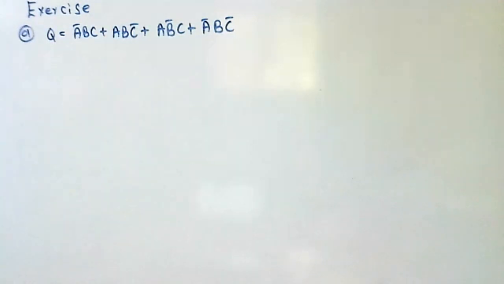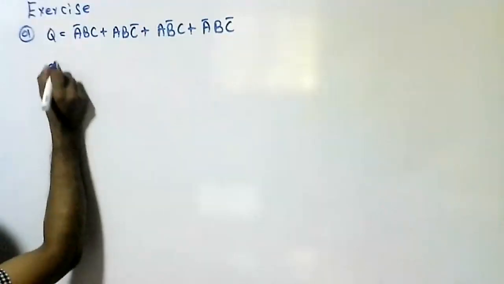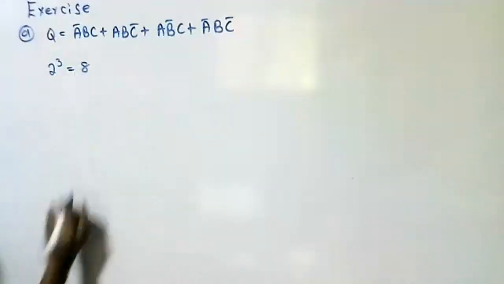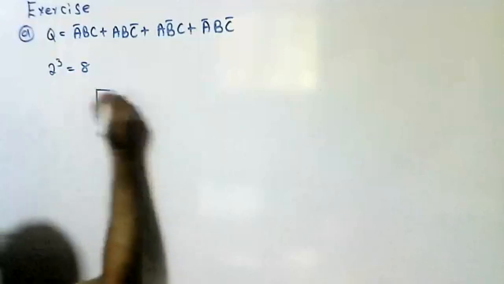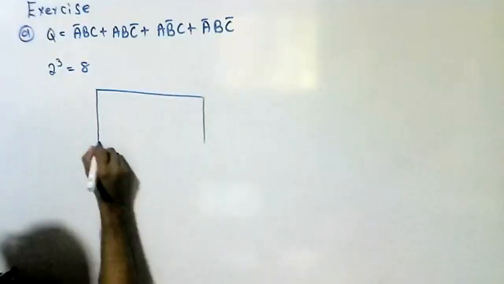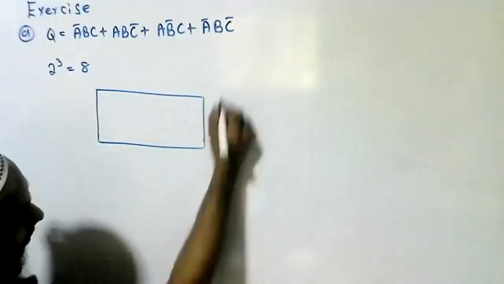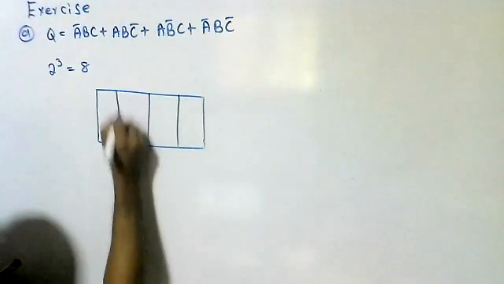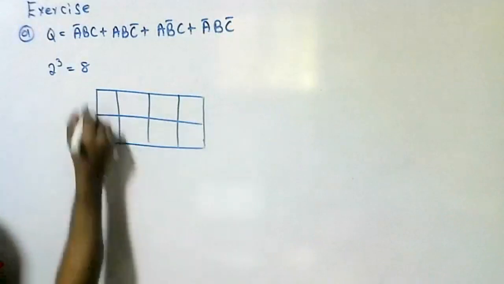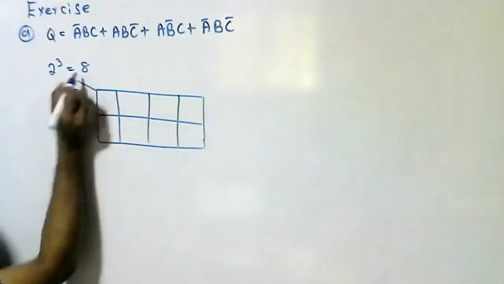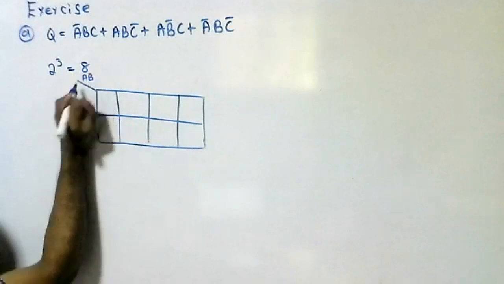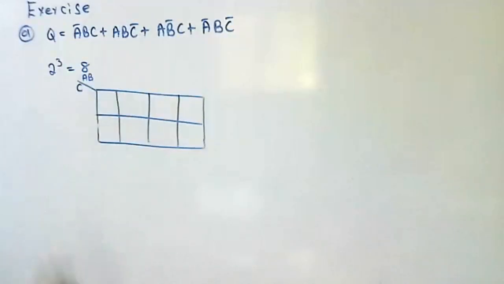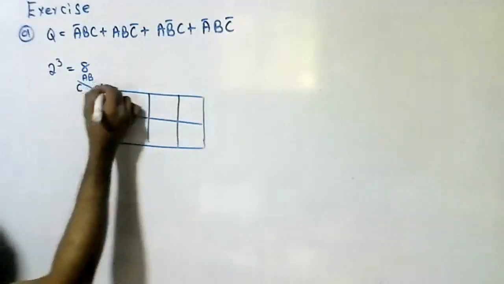So 2 to the power 3, we need 8 cells in our Karnaugh map. Okay, I'm drawing. So even we can draw it this way. That's also correct. Right, I need 8 cells. So I'm going to write the headers. A, B, and C are the variables. Yes, Ilma, help me to write the headers.